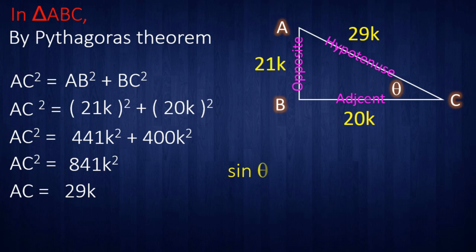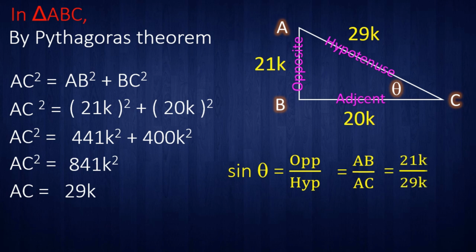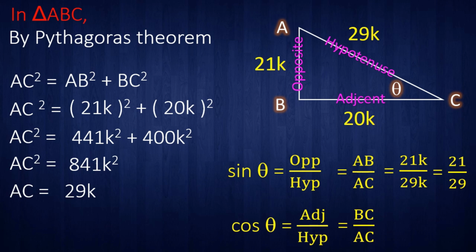Now let's find sin theta. Sin theta formula is opposite upon hypotenuse. Opposite is AB, hypotenuse is AC. AB value is 21K and AC value is 29K. K, K cancel, 21 upon 29. Cos is adjacent upon hypotenuse. Adjacent is BC, hypotenuse is AC. BC value is 20K and AC value is 29K. K, K cancel, answer is 20 upon 29. This way we completed question number 6.